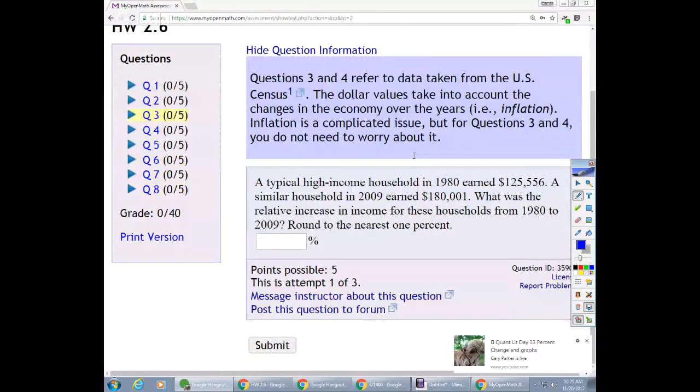Based on some census data. So typical household income in 1980.